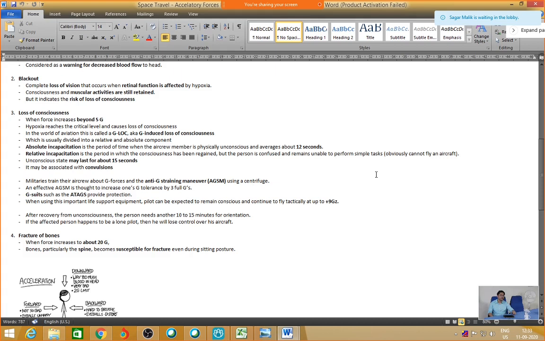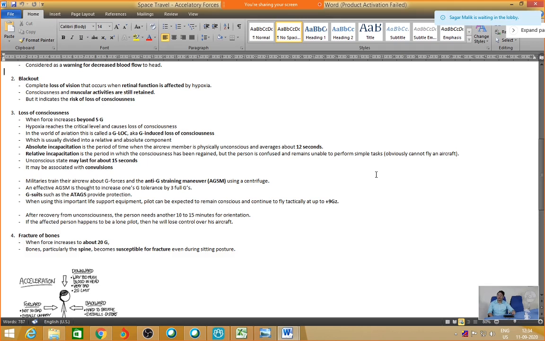The next change that occurs is basically known as blackout. Blackout means a complete loss of vision, when the retina ceases to function. There is unconsciousness, and the muscular activities are still retained. Even when the eyes are blacked out, you still have some functionality left in the muscles, because muscles can undergo hypoxia a little bit more than the retina. But if you continue the blackout for a longer duration, then unconsciousness will follow.